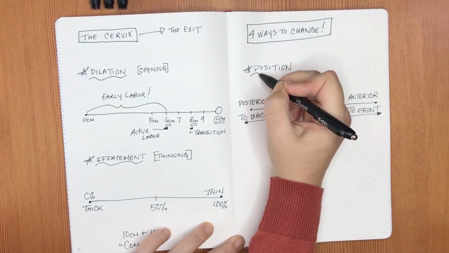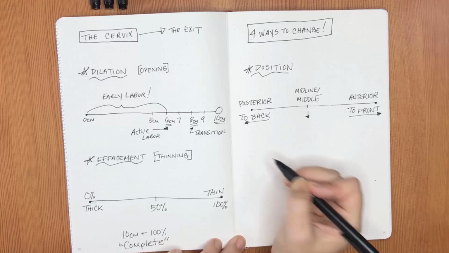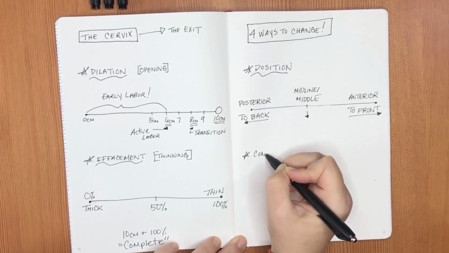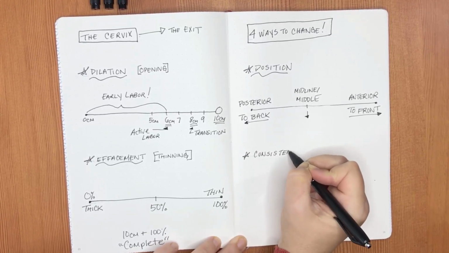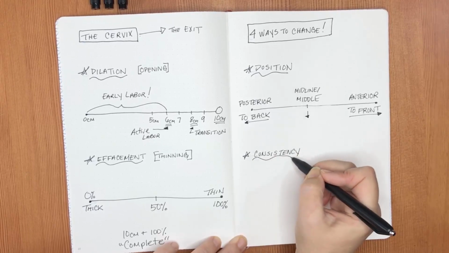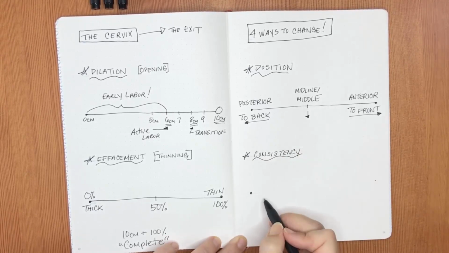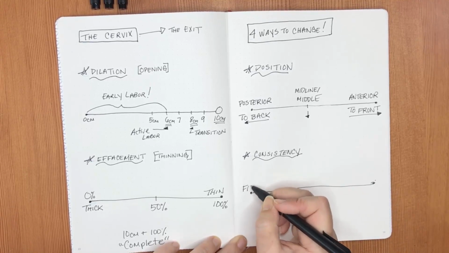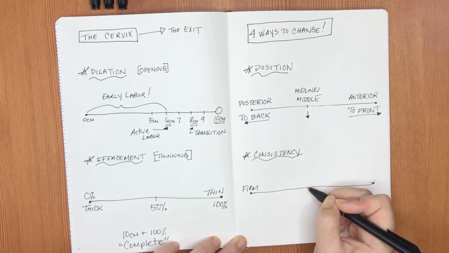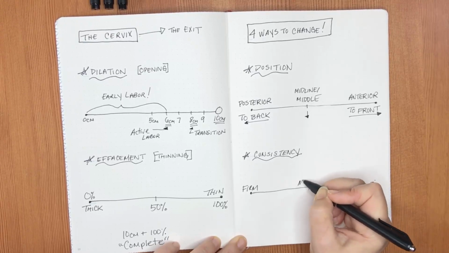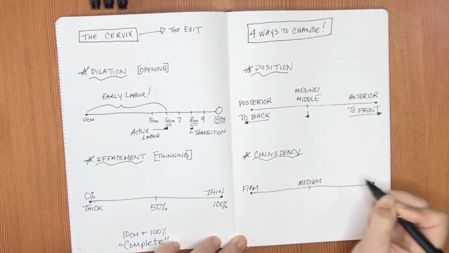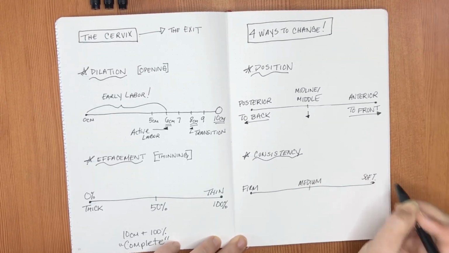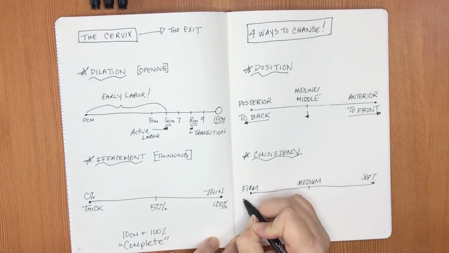So along with position, the cervix also changes in its consistency. So how the cervix actually feels to the touch. So in pregnancy, the cervix feels firm. And if we're halfway through our cervical change as far as consistency, it's called medium. And then when it's totally changed, it's called soft.